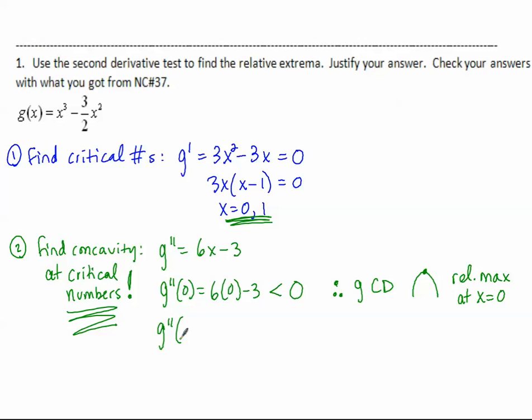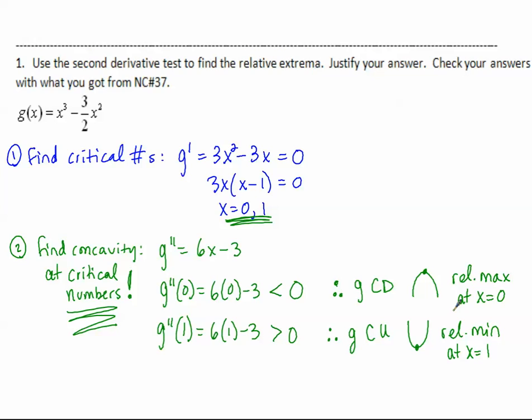Let's plug in the other critical number, 1. G double prime of 1 is 6 times 1 minus 3. 6 minus 3 is positive. Therefore, what is G? Concave up, looking like this. At a critical number, what does that mean? Relative min at x equals 1.